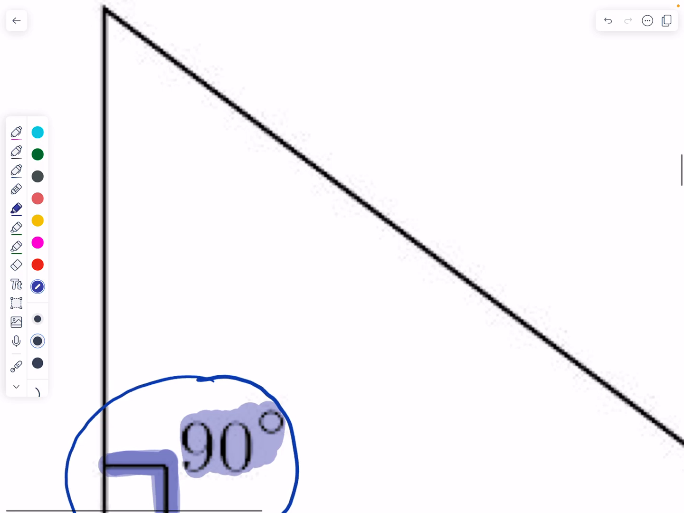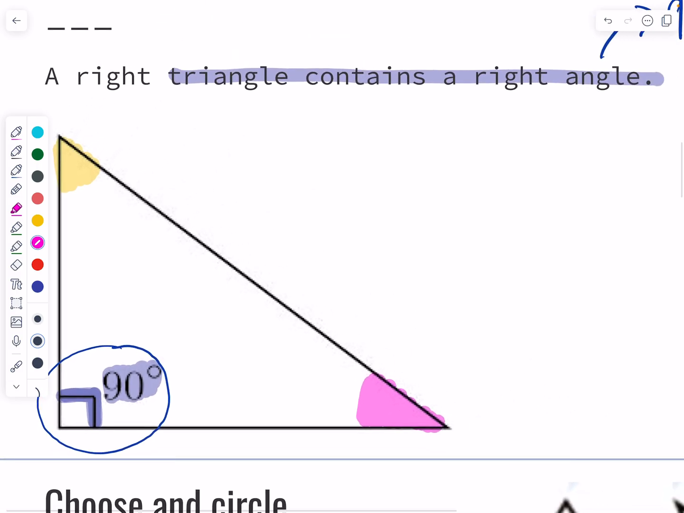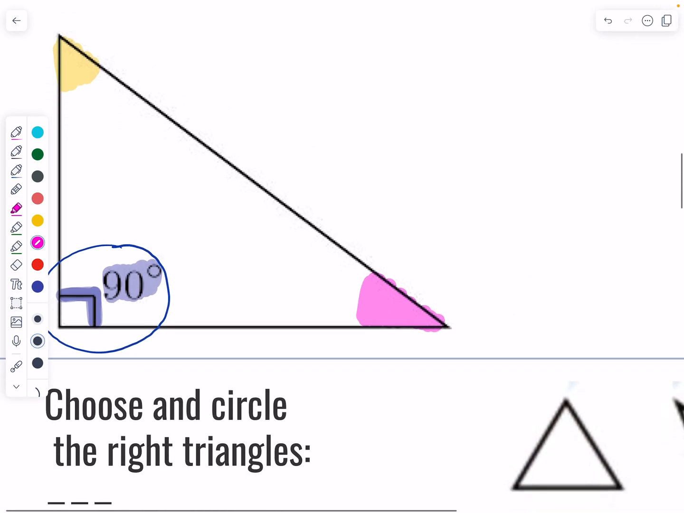The other two angles in this triangle will be acute. They will measure less than 90. They will have a sum of less than 90. And then that blue one will be the biggest one in the right triangle. The biggest angle will be the 90-degree angle between those three.